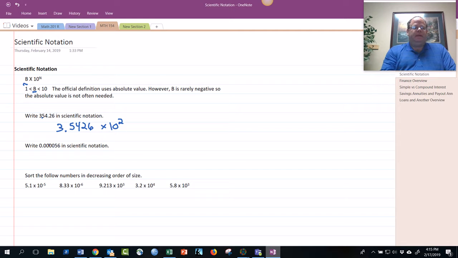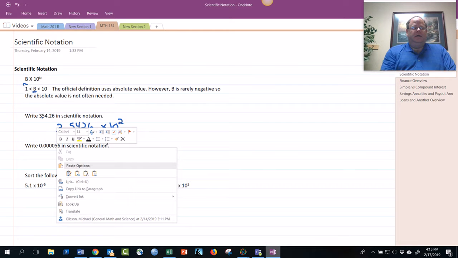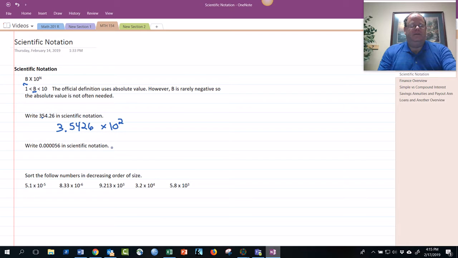Now, let's try one going the other way. Write 0.00056 in scientific notation. All right, so we have 4 zeros to the right of the decimal, and then right there, between the 5 and the 6. So we have to move that in order to get that as a number, 5.6, between 1 and 10. I had to move the decimal 5 to the right. So in other words, I made it 5 decimal places bigger. To cancel that out, I need to make it 5 decimal places smaller. So it's times 10 to the minus 5.